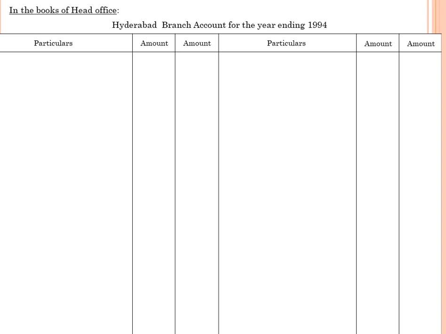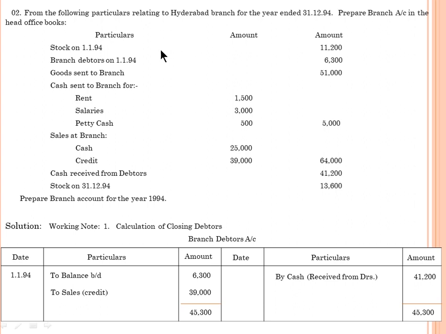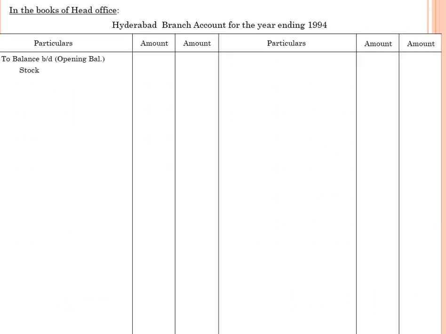Write down the heading like in the books of head office, Hyderabad branch account for the year ending 1994. On the debit side, you divide into 3 columns, particulars, amount. On the credit side also, particulars, amount. Start with the debit side, to balance brought down, the opening balance of assets. Now we look into the problem. See, stock at the beginning 11,200, the branch debtors 6,300. To balance brought down, stock 11,200, debtors 6,300.